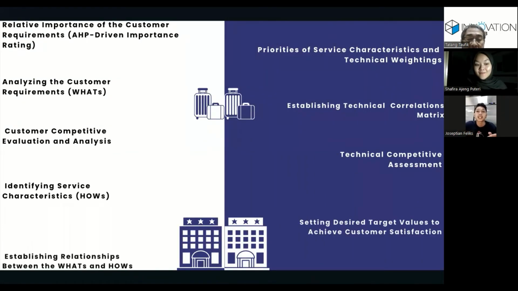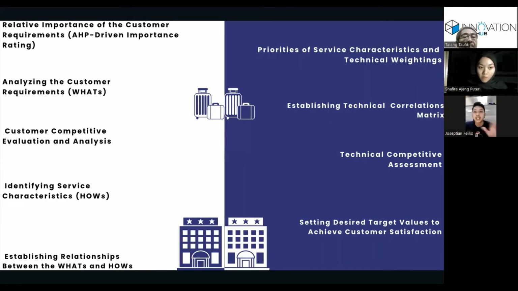The next one is customer competitive. The customer competitive evaluations can identify opportunities for improvements and evaluate performance and competitiveness. In this method, the guests were asked to assess the same hotel chains in Istanbul, Turkey, and Dubai in comparison with their 5-star hotel performance in this case.